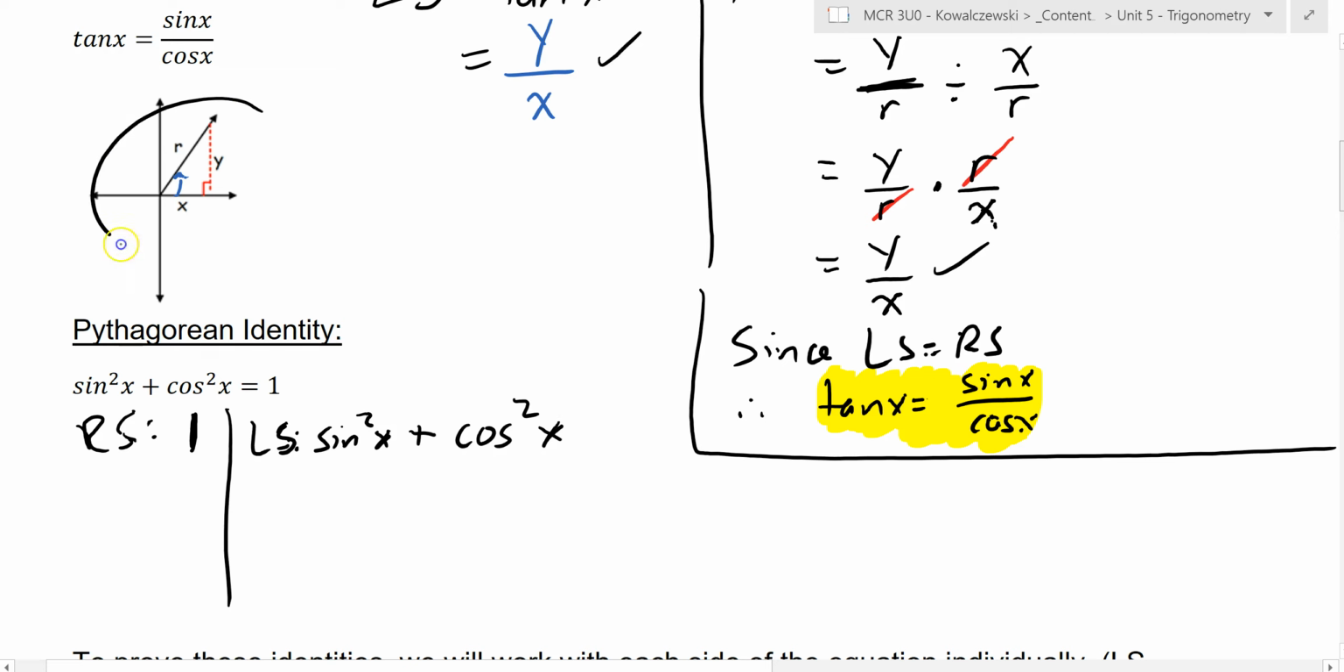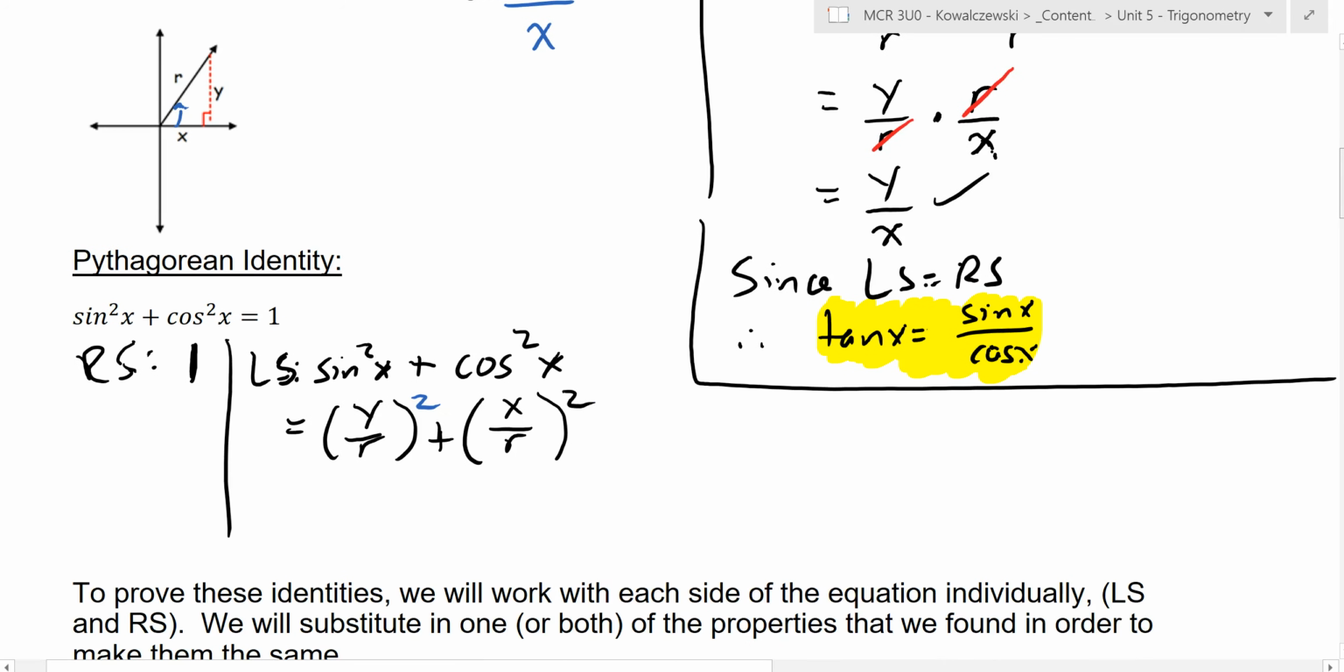Anyways, looking again at that triangle, what is sine? Well, sine is y over r, but that will have to be squared, plus cosine squared. Cosine x is x over r, and that is squared. Now, if I expand this a little bit, I'll get y squared over r squared.